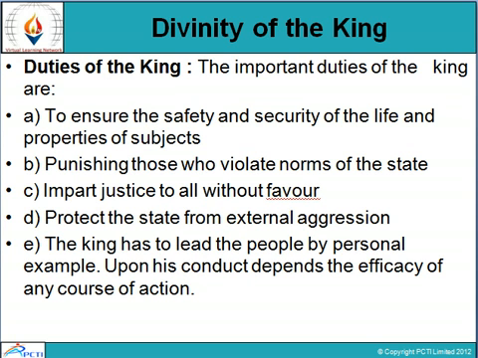Divinity of the king. Duties of the king: to ensure the safety and security of the life and properties of subjects, punish those who violate norms of the state, impart justice to all without favor, and protect the state from external aggression. The king has to lead the people by personal example. Upon his conduct depends the efficacy of any course of action.